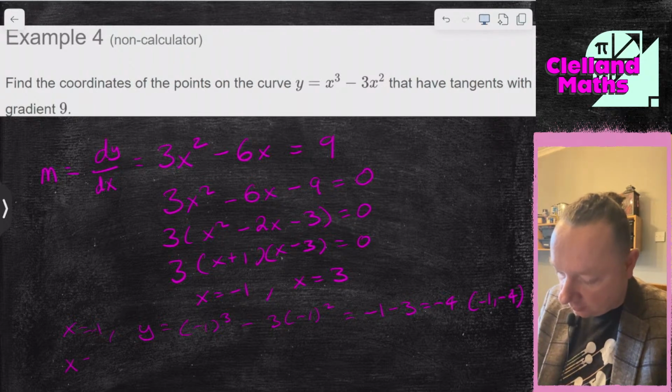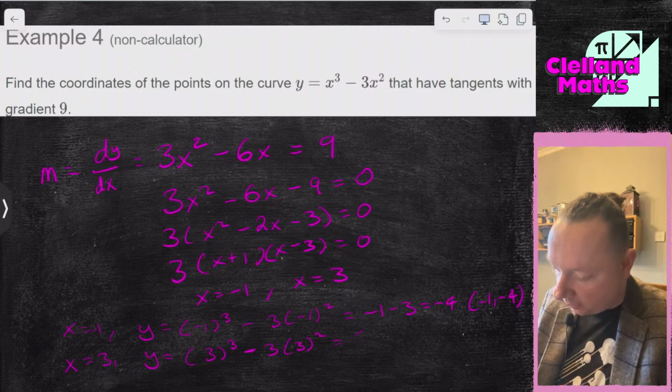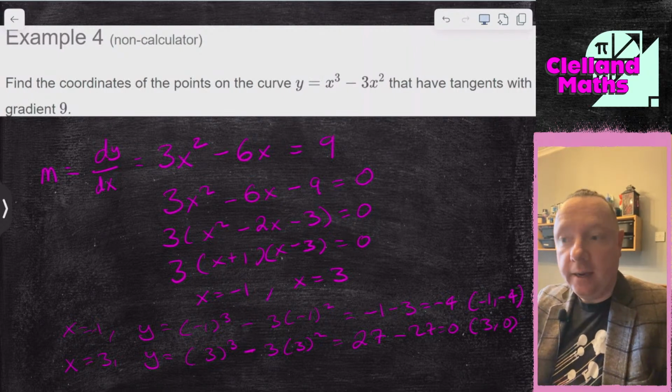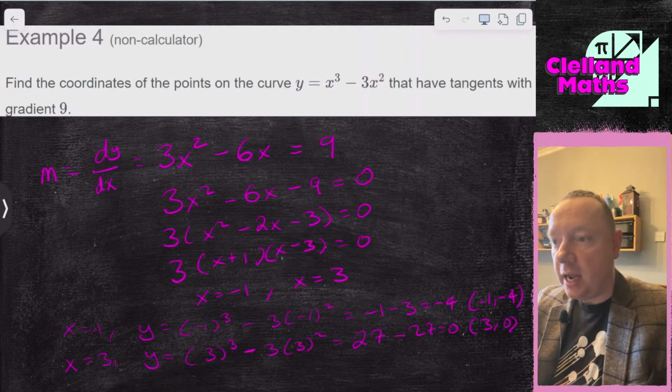Second coordinate, when x equals 3, y equals 3 cubed minus 3 times 3 squared. 3 cubed is 27. 3 squared is 3 times 3 is 9, times 3 is 27. That's 0. So the other point is (3, 0). And we're done there.